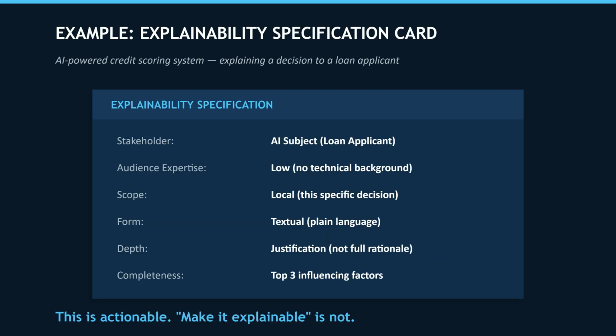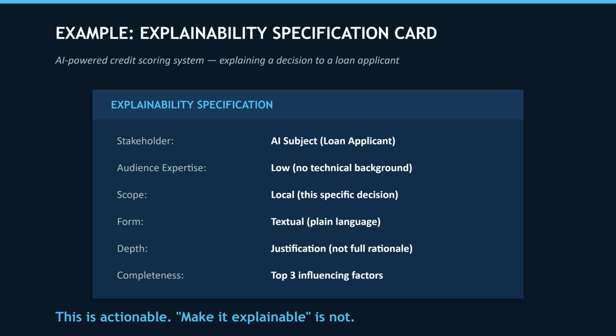So here's what this looks like in practice. If you're deploying an AI credit scoring system, you could use this or a similar taxonomy to write a specification card. For the AI subject, the loan applicant, you specify low expertise audience, local scope, meaning just this decision, textual form, meaning plain language, justification level depth, and top 3 inferencing factors for completeness. Now that's quite actionable. You can put that in a vendor contract. You can test against it. You can audit it. Make it explainable is not actionable. This is the difference 6254 makes.